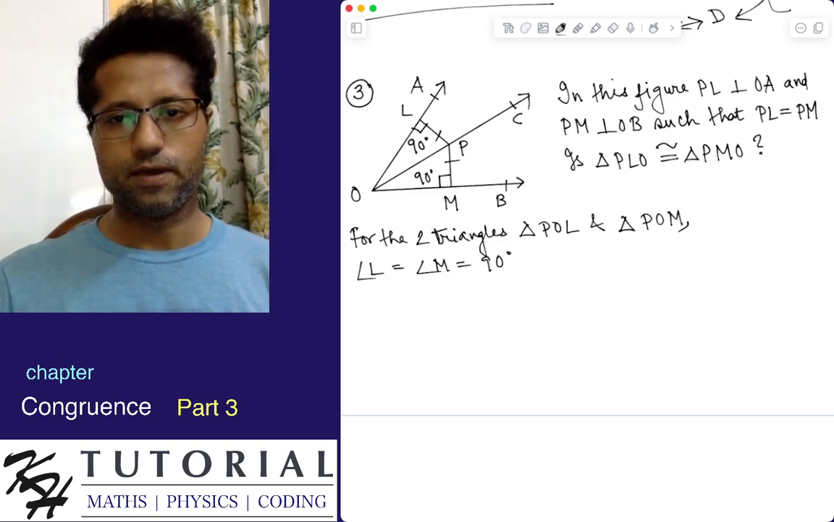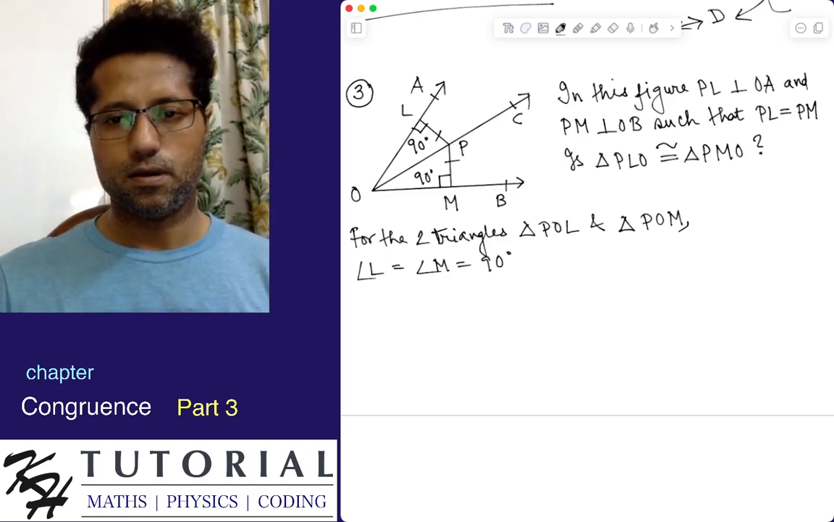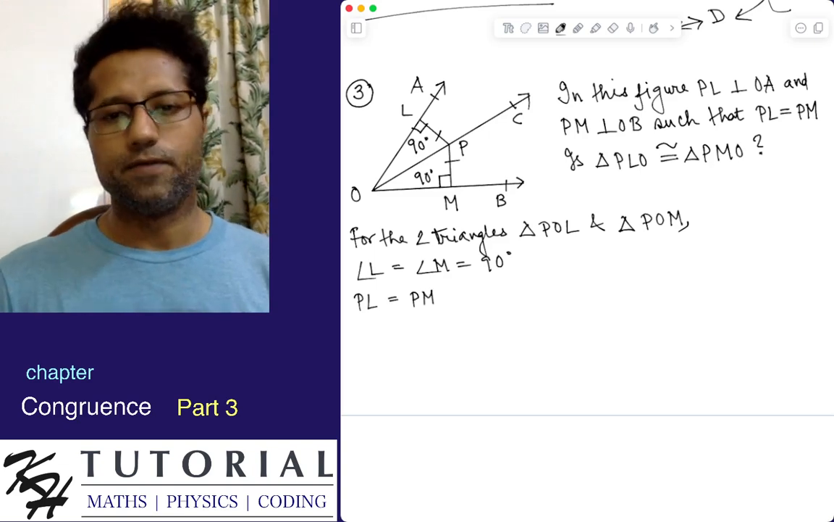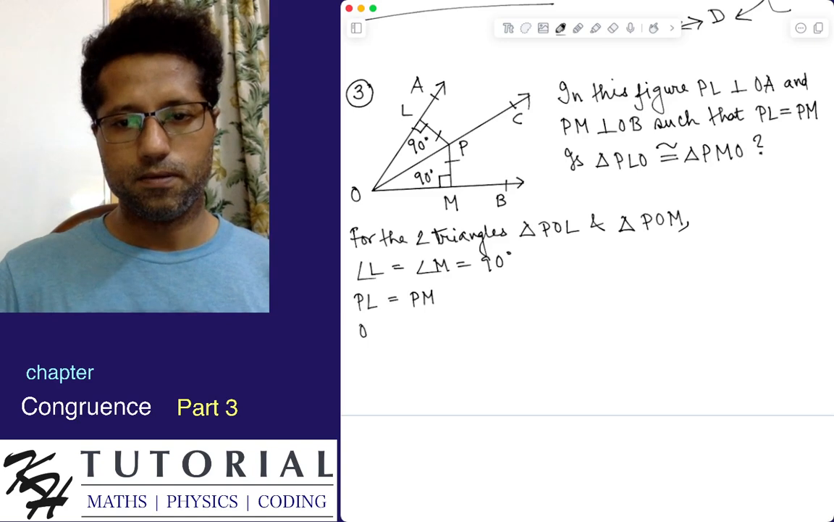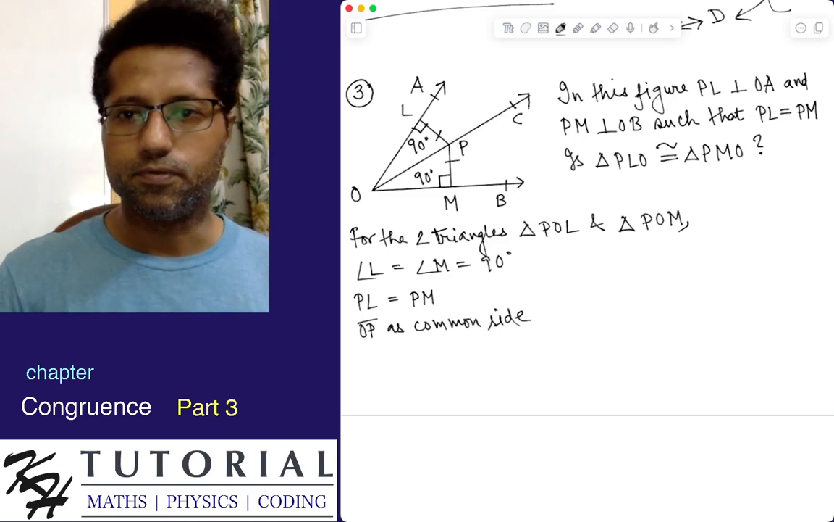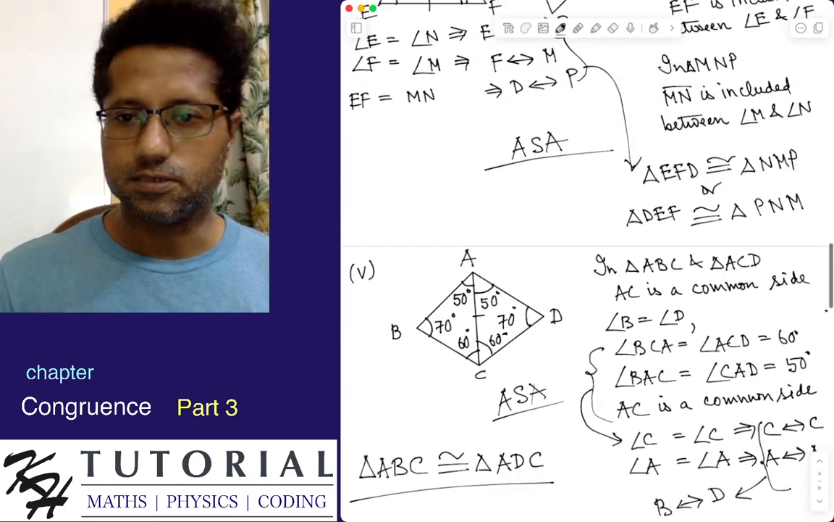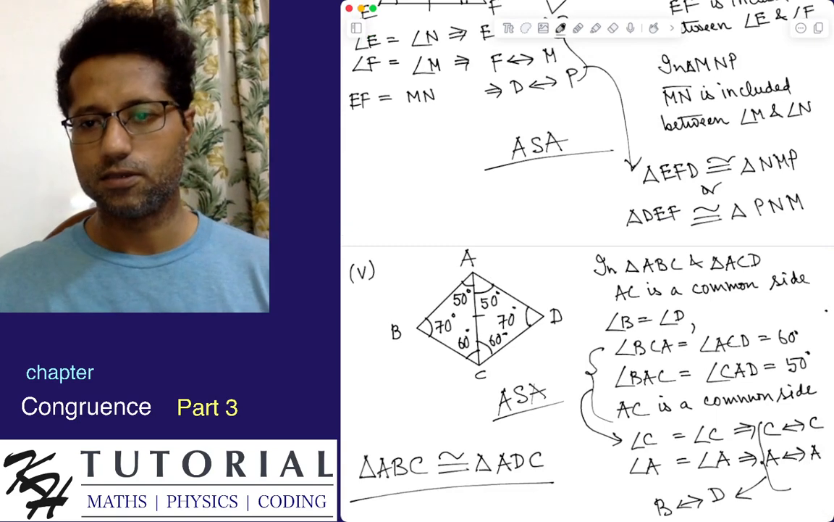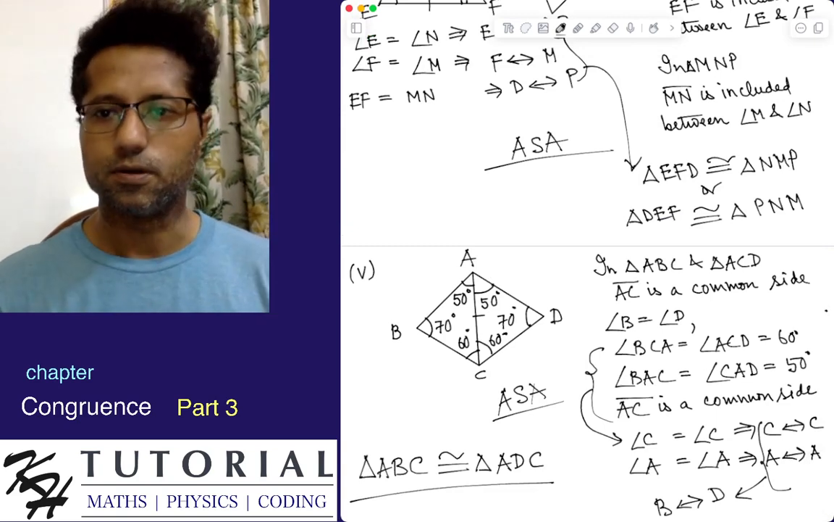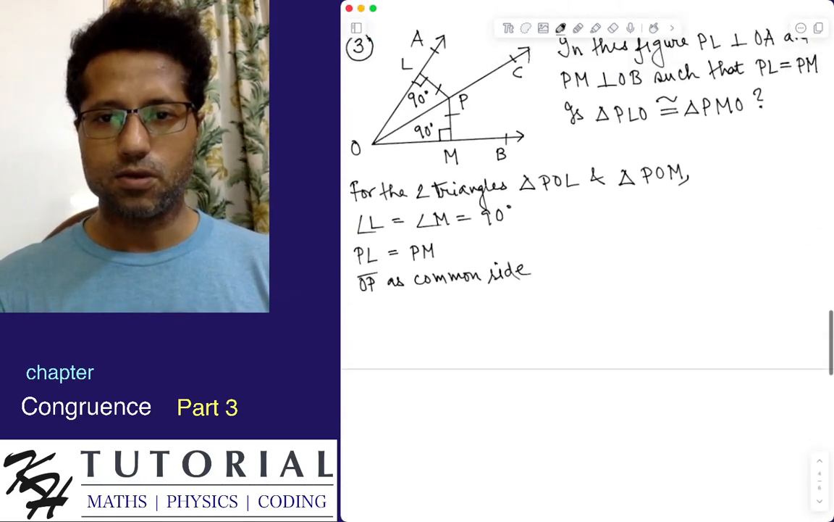Okay. What else do we have? We also have PL equal to PM. It is given, and we have OP as a common side. Common side, in the previous problem I should have said AC. The AC is the length of the side. The side should be AC bar. Okay, so we have OP as a common side.